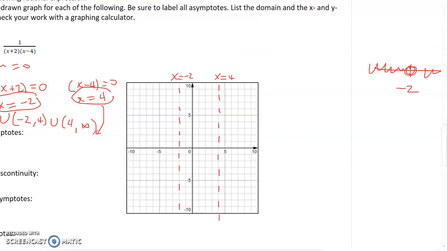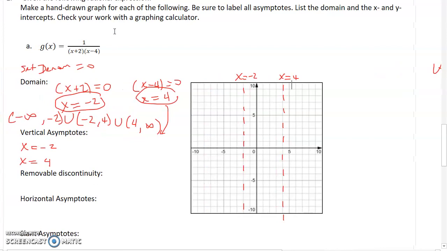Great. All right. So continuing on, removable discontinuities. Removable discontinuities happen if I have factors that match up on the numerator and denominator. And since there are none that match up on the top and the bottom, there are no removable discontinuities. Horizontal asymptotes, this is where we're going to look at degrees.